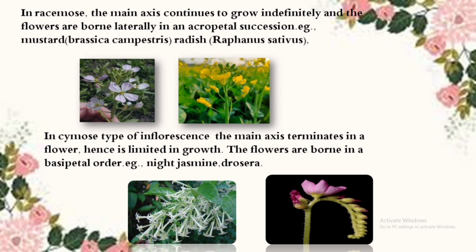In racemose, the main axis continues to grow indefinitely and the flowers are borne laterally in an acropetal succession. Examples are mustard and radish. In cymose type of inflorescence, the main axis terminates in a flower, hence is limited in growth. The flowers are borne in a basipetal order. Examples are night jasmine and rosa.